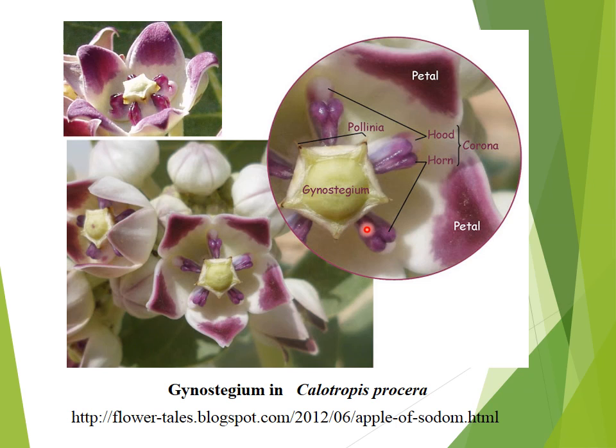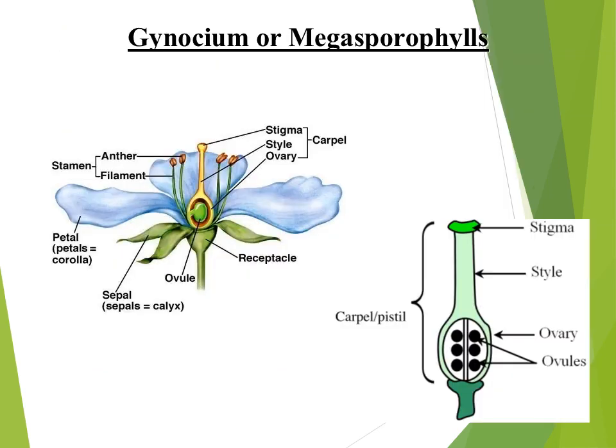This is gynoecium. This discoid structure is a stigma, a part of gynoecium. And the five purple stamens are there, and they are attached with the stigma of gynoecium. That's why we use the term gynostigium here. Gynoecium, or the megasporophyll.